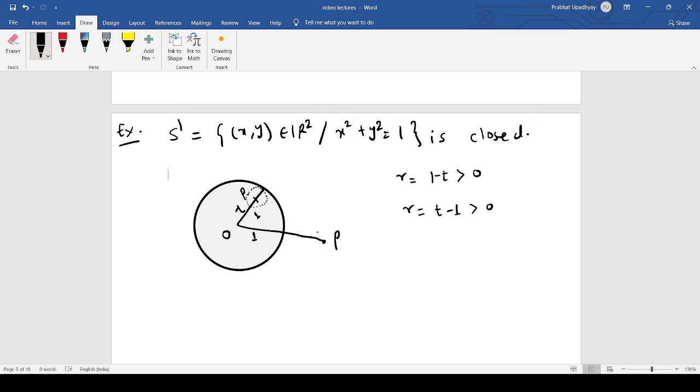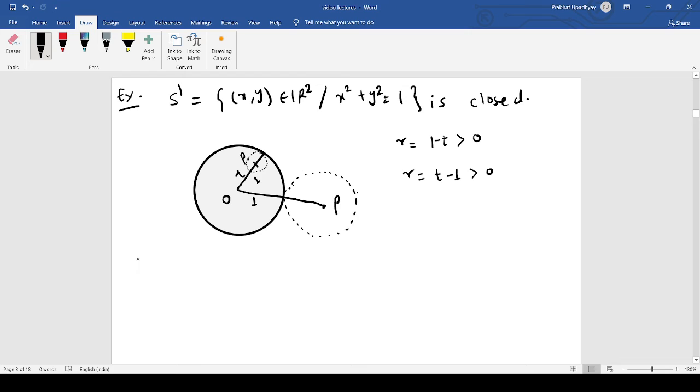That means we would like to show that if I draw an open ball around P of radius T minus 1, it will not intersect my unit circle S1. It will totally lie inside the complement of my unit circle. Let's try to see whether our choice of R works or not.